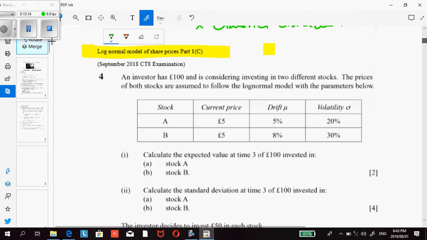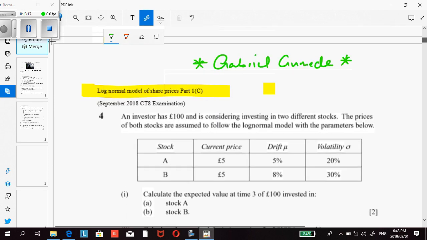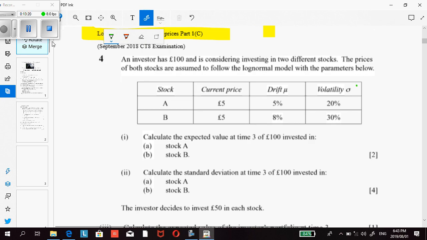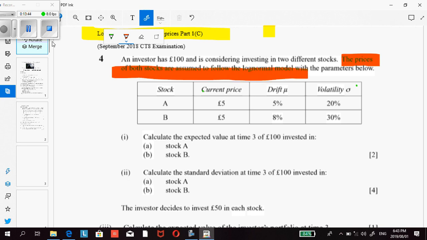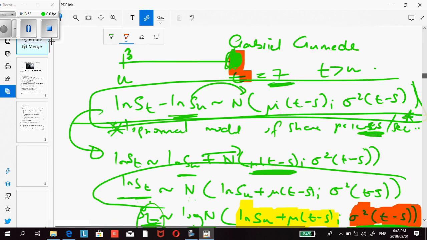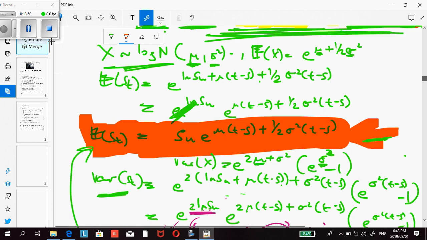Now our first question here is taken from the September 2018 exam paper. Let's read it carefully. It says an investor has £100 and is considering investing into two different stocks. The prices of both stocks are assumed to follow the log normal model with the parameters below. That is quite important. The moment you hear the words log normal model, straight away, this is what you must recall.